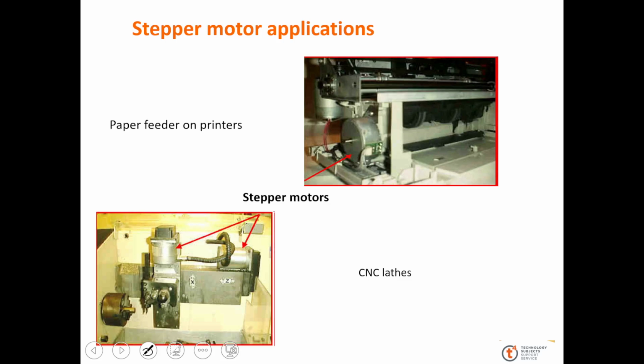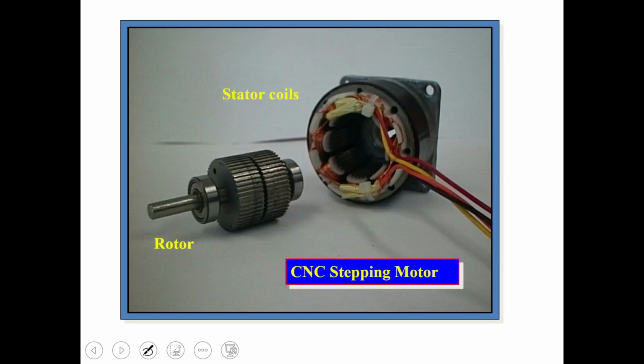So in a CNC machine we use the stepper motor. In printers, laser printers and inkjet printers, the motor used is a stepper motor. This is the stationary coil, as I said already, a copper coil will be there.